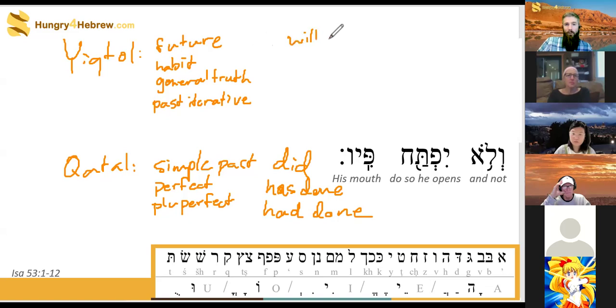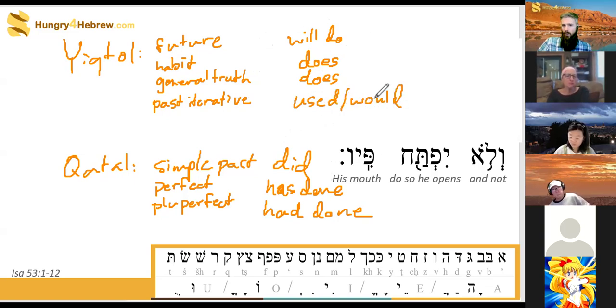Future, I will do something or someone will do something. Habit, someone does this every single day. He goes to the bus stop. He walks to the store. That would be the same for general truth. The early bird gets the worm. Okay, it takes the simple present tense in English. Past iterative would be something that someone used to do or when they were younger that they would do. Now that I've included the word would, yiktol will also include hypotheticals or subjunctives.